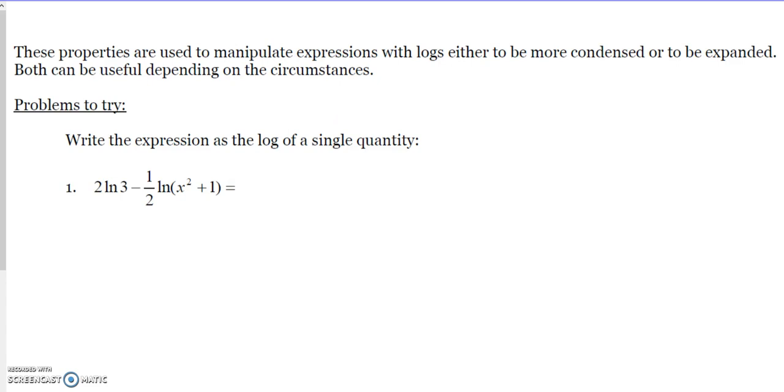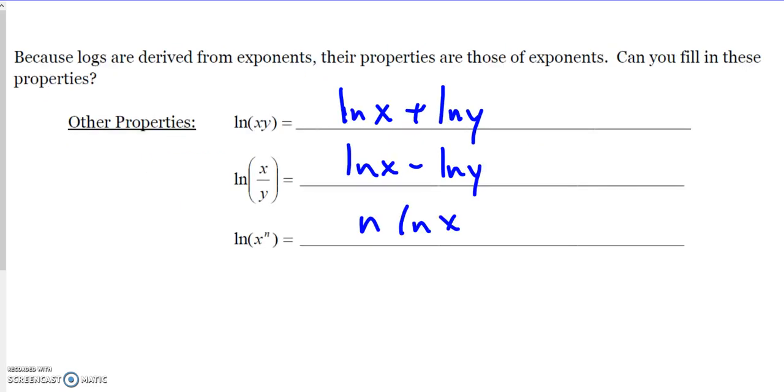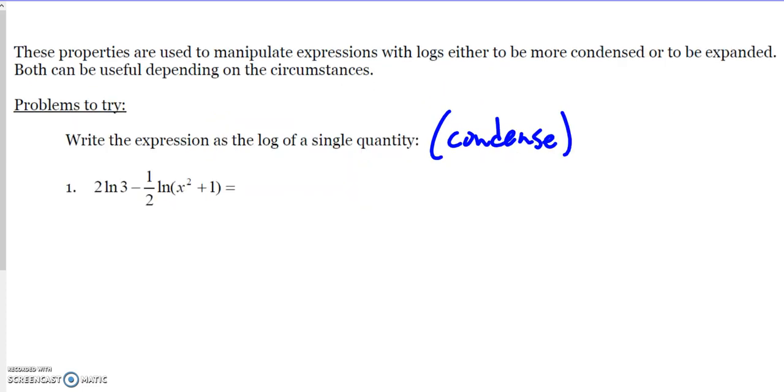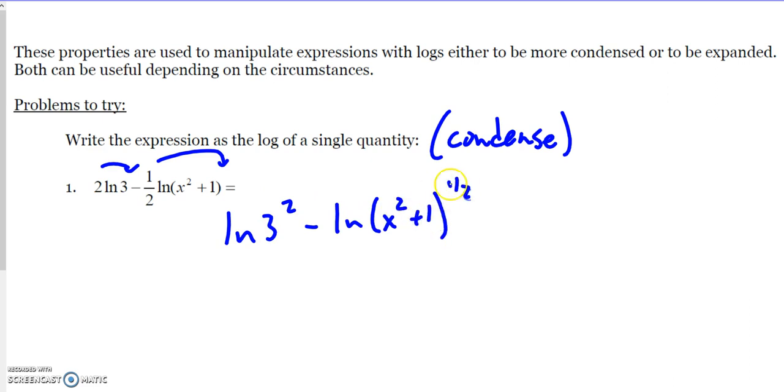So this one says, write the expression as a log of a single quantity, or again, you might see some of the directions that say condense. So you can see we have two logarithms here, base e, so we have ln's. We want to use our properties. We're going to go the reverse direction. We're going to take everything over here on the right and convert it back to the left, so it's one single logarithm. So hopefully you see the numbers in front here. So we got to undo our down and fronts first. So we need to bring those up. So we'd have ln of 3 squared minus ln of the quantity x squared plus 1 raised to the half.